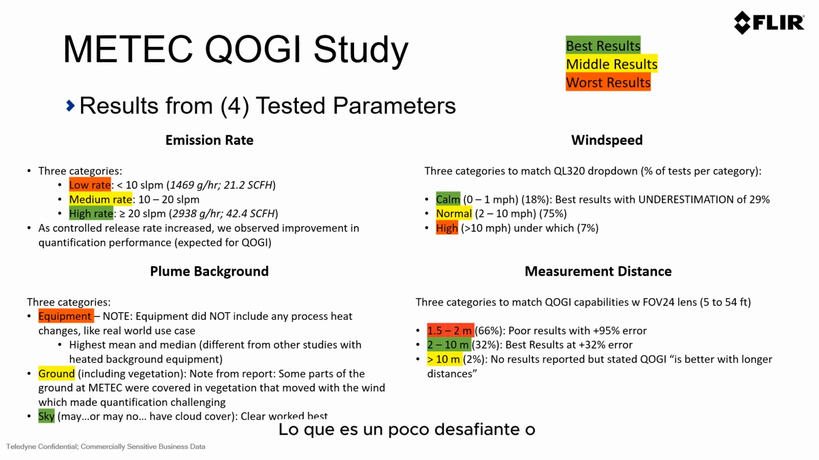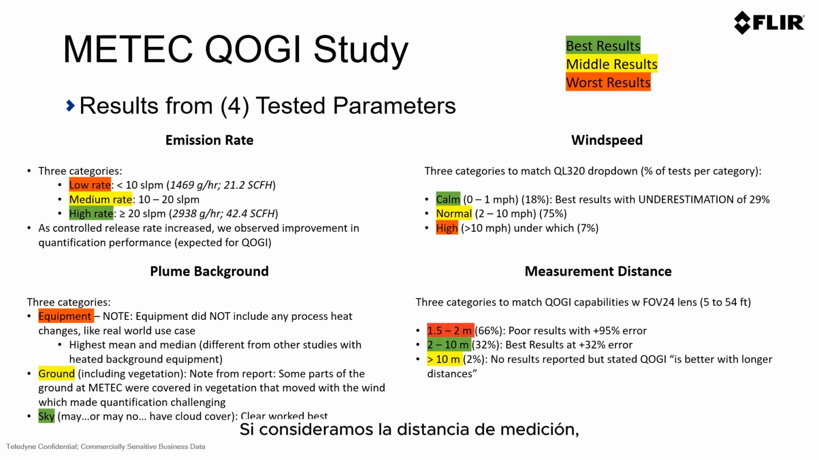What is a bit challenging or a bit surprising is the plume background results. In this study, they stated that the equipment background had the worst results. That's a bit different than the previous studies that we've seen, because most of the true QOGI analysis or the studies that we've seen were real-world examples, where equipment that's in the background would have process heat and allow for a better and higher delta T in the results. And it also doesn't surprise us that a clear sky would produce very good results.